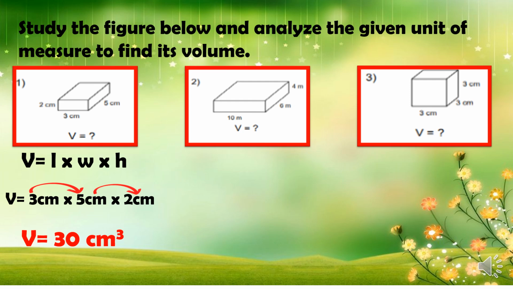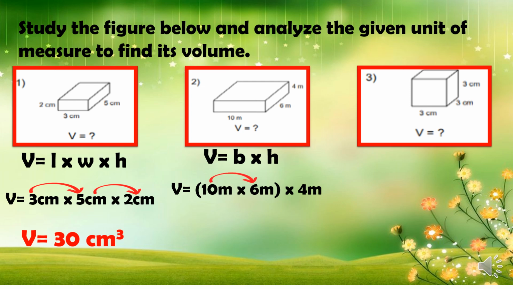Now, let us take number 2. For number 2, we will be using the formula V equals base times height. When we substitute, the base is 10 meters times 6 meters. So that is the base, and the height is 4 meters. Let us multiply first 10 times 6. That will give us 60 meters times 4 meters, which is the height. So that will give us volume equals 240 cubic meters.